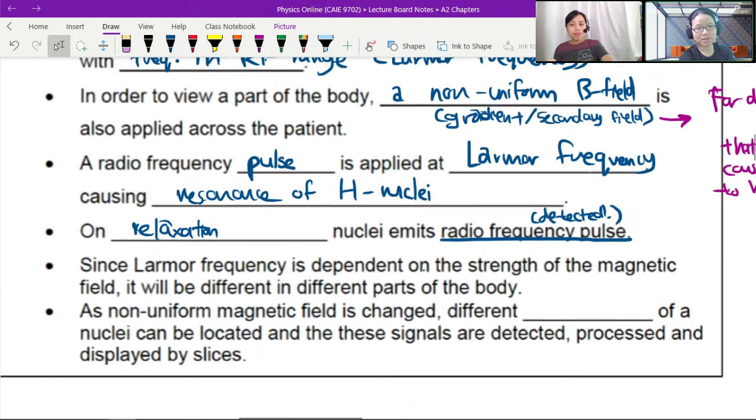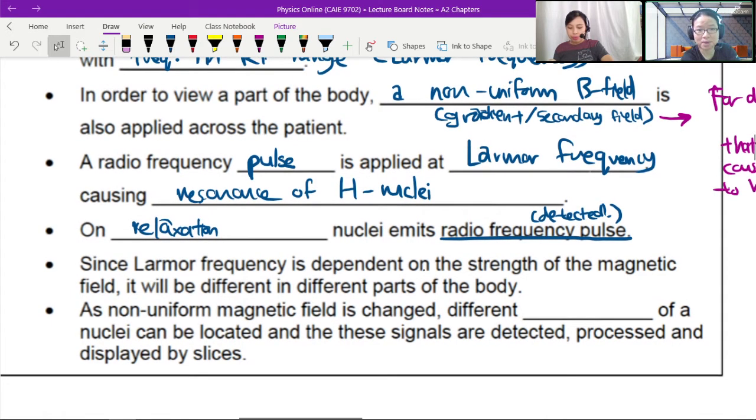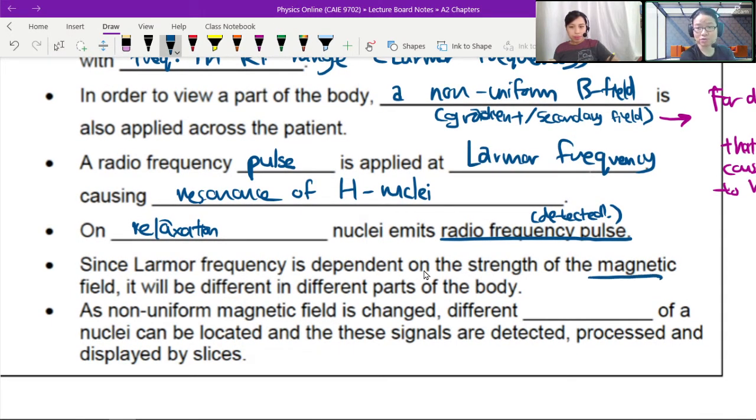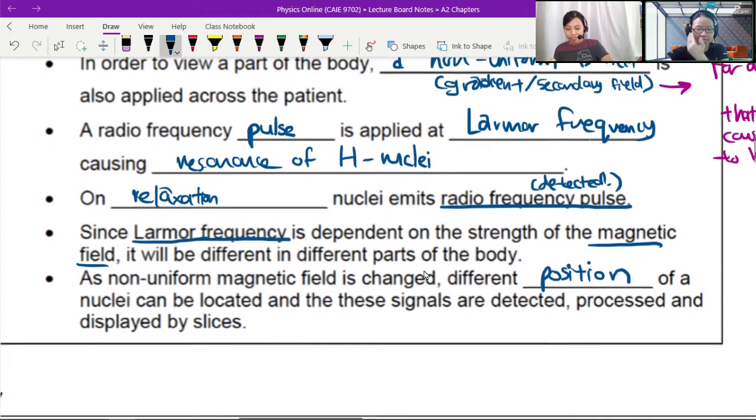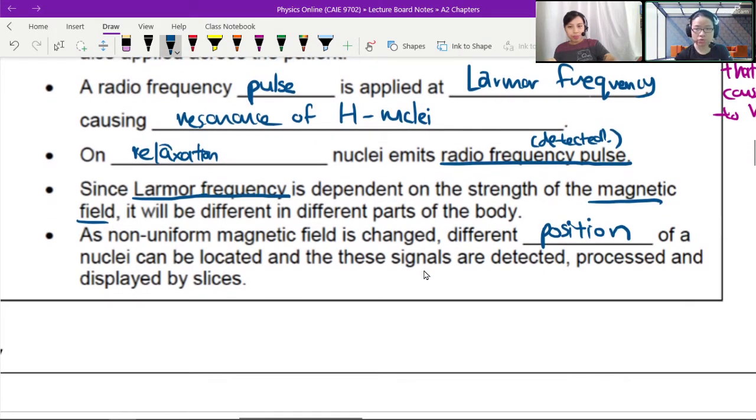Okay, so as mentioned in the previous video, our Larmor frequency depends on the strength of the magnetic field and also the different body parts, the different tissue. Fat, bone, water, okay? And when you change the non-uniform magnetic field, different positions of the nuclei can be located. So we will know, okay, this is a fat particle, but where is it exactly inside the brain? For example, if I don't expect to see water inside the brain and suddenly I see a pocket of water, exactly where is the coordinate so that I can go into it and remove the tumor?